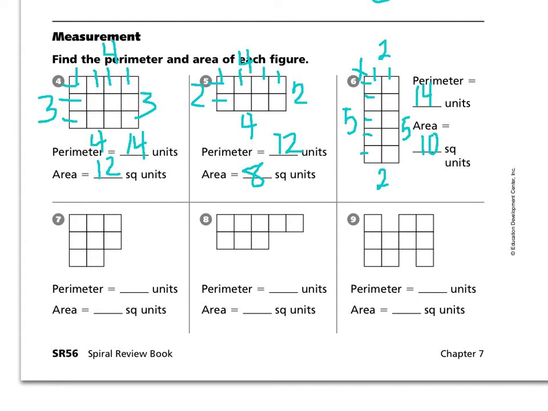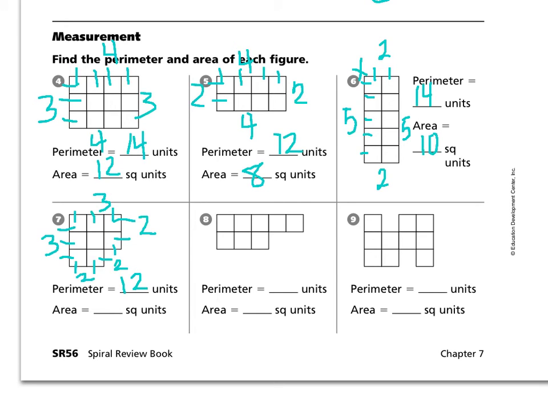Do the same thing for number 7. I have a 3. I have 3 here. This one has 2. Then I have a 1 and a 1, so 2 more. And then 2 on the end. 3 plus 3 is 6. Plus 2 more is 8. Plus 2 more is 10. Plus 2 more is 12.